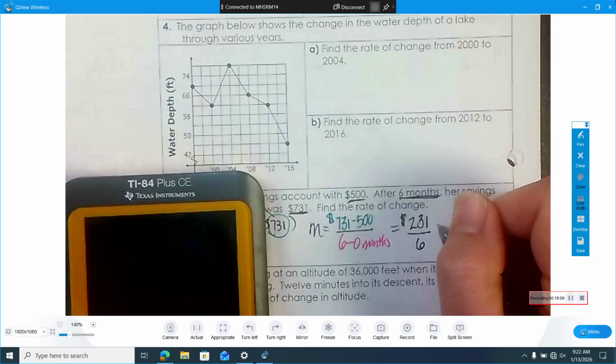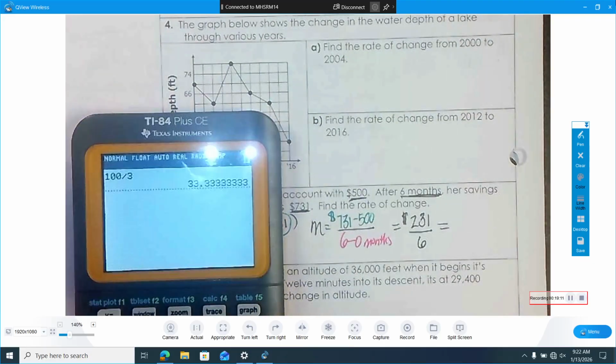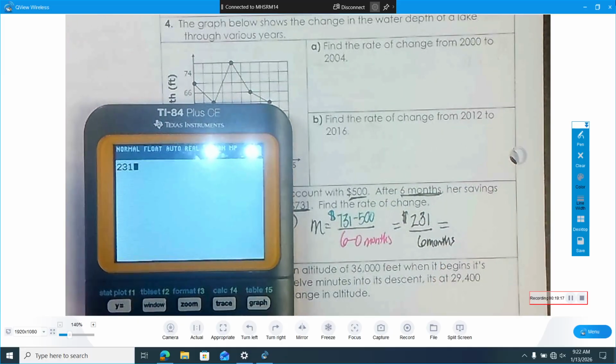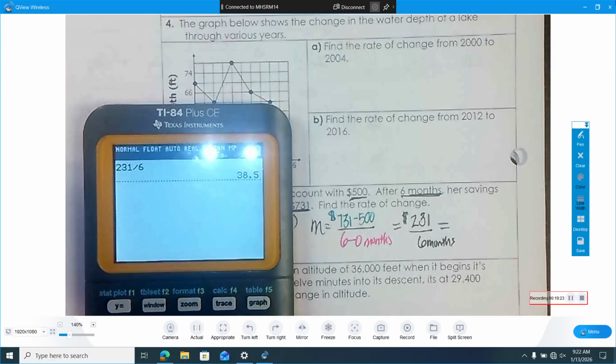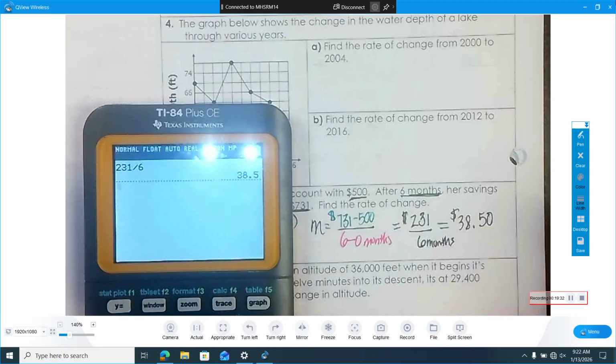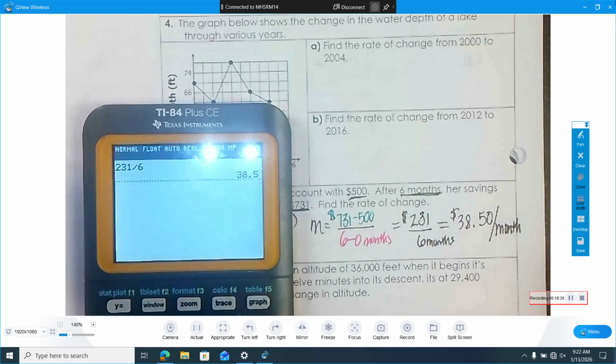And again, that is a little bit weird to think about. So I want to find the unit rate. So when we have just 1 month, not 6 months, we're just going to go ahead and divide. 231 divided by 6 turns out to be 38.5, and that's money, right? So $38.50 per month. So she was making about $40 a month.